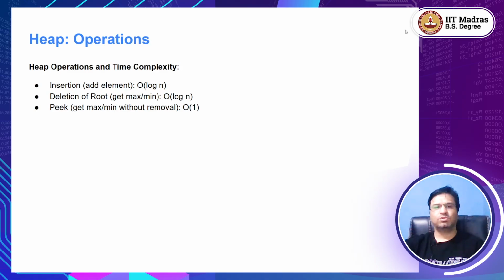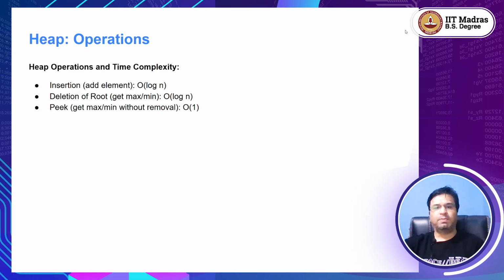Again, this is proportional to the height, log n. Next operation is peek, getting the maximum or minimum element without removal. This is a constant operation, Big O(1). The maximum or minimum element is always at the root, so accessing it is a constant time operation.